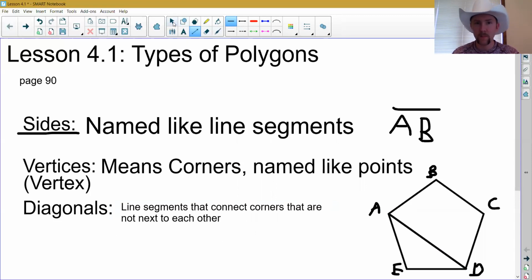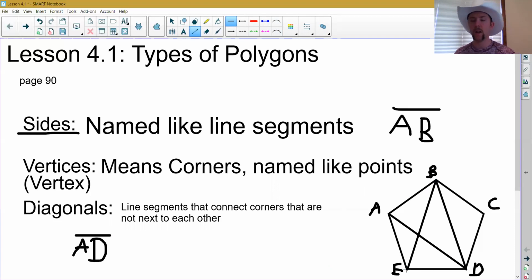They are also named like line segments. Okay, so we name them the same way we name the sides. For example, AD would be a diagonal. Okay, we could also have one that was, let's say, BD. Okay, BD could also be a diagonal. Or maybe BE could be a diagonal, right? So any line that goes sort of across the middle of the shape connects 2 corners that are not next to each other. Those are called diagonals.